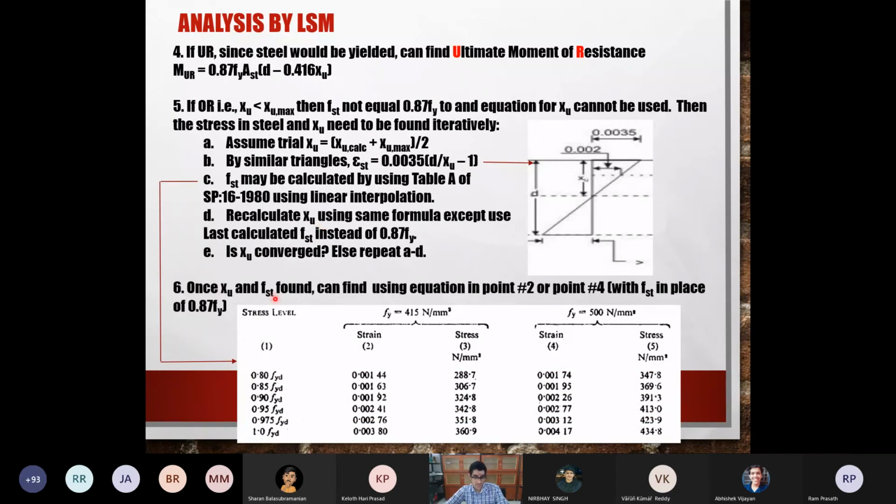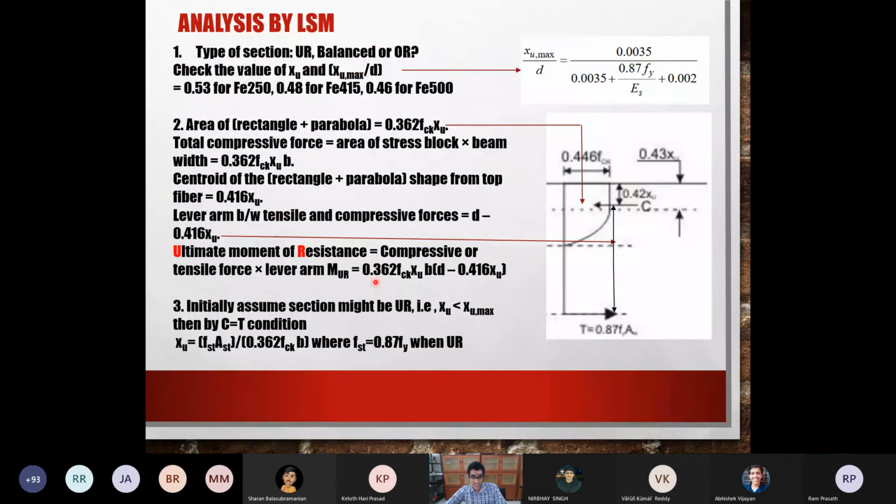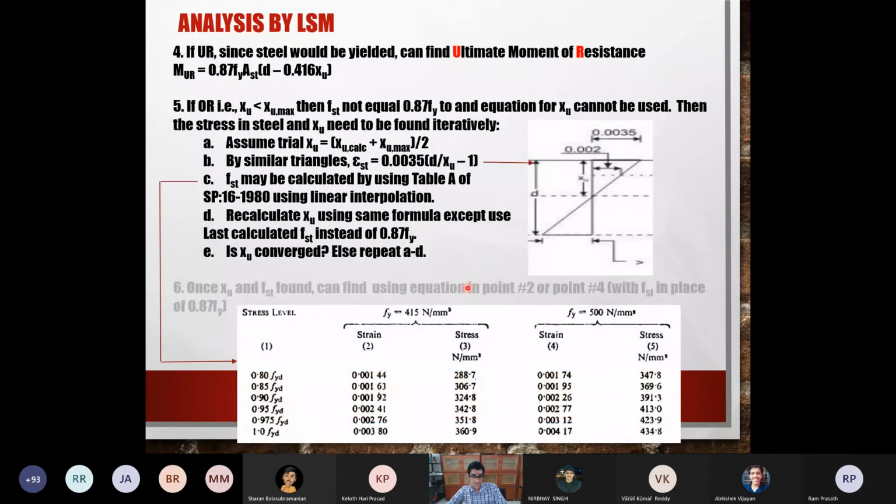So once XU and FST are found, you can find the ultimate moment of resistance using the equation either in point number 2 or point number 4. Either you can use this equation, except that instead of 0.87 Fy, you will have FST, or you can just use this equation because XU is known. So this is the process to find out for an over-reinforced beam.